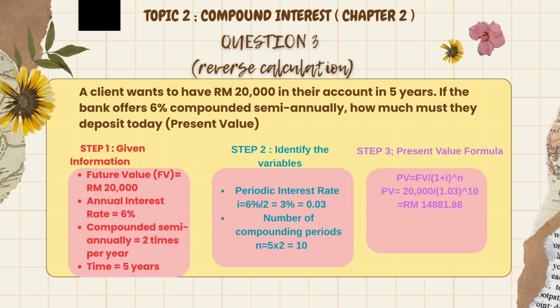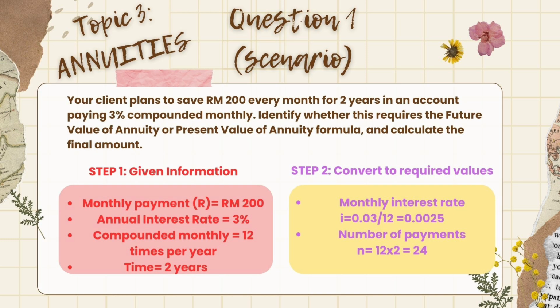Step 3, since we are finding how much must be deposited today, we use the present value formula. After substituting the values into the formula, the amount that must be deposited today is approximately 40,881 ringgit 88 sen.